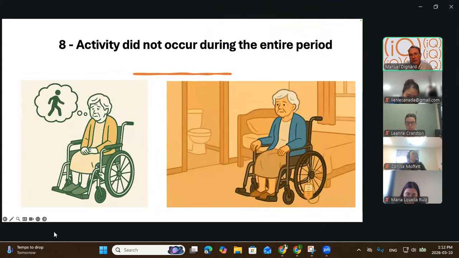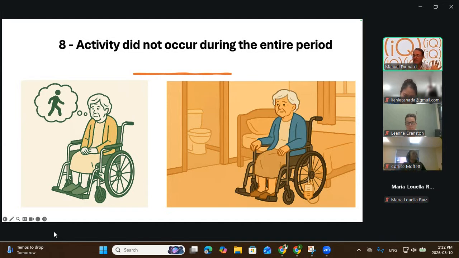And in this one, well, activity did not occur. So we use this when the activity wasn't done at all. And again, we're using that 3-day assessment period. So maybe the resident did not walk, or they did not bathe at all. Then you would code it as an 8. So those are two of the ones you might see often for that 3-day period.